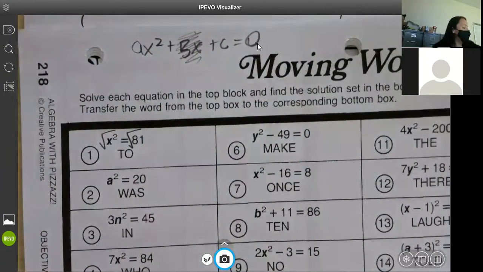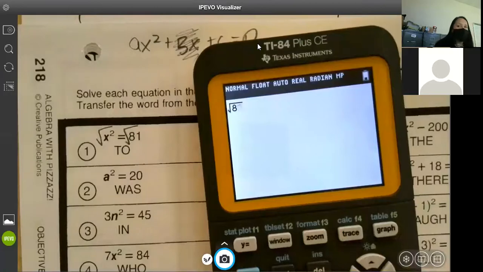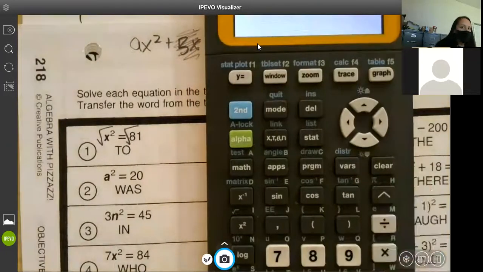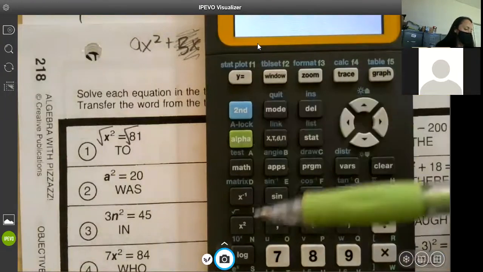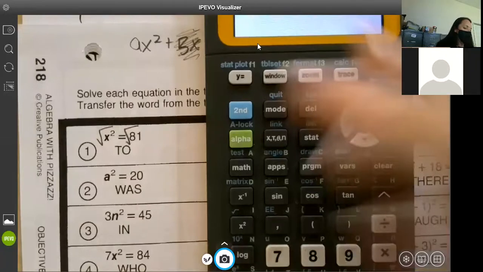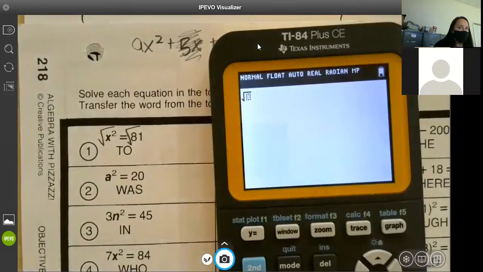You can put that in your calculator to see if it works. So the square root, let me show you where that's at on your calculator. You do the blue key second and this x squared key down here, second and that x squared key. So second and x squared gives you the square root.